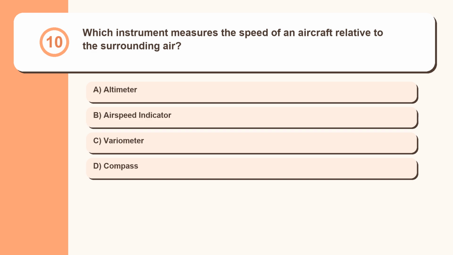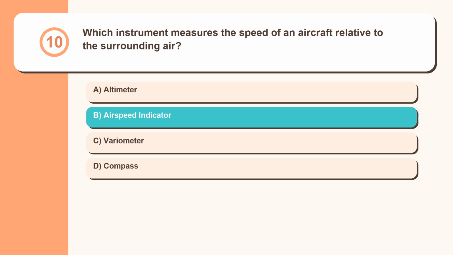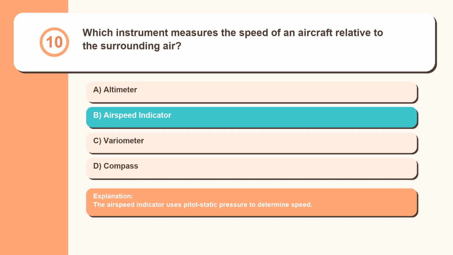Question 10. Which instrument measures the speed of an aircraft relative to the surrounding air? Altimeter, airspeed indicator, variometer, compass. The airspeed indicator uses pitot-static pressure to determine speed.